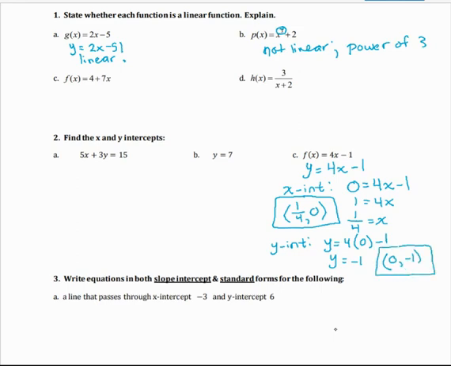Recall with a y-intercept, you don't even have to plug in 0. If my equation is in the form of y equals mx plus b, remember my b is the y-intercept, which is negative 1 right there. So we can just write the ordered pair as 0, negative 1 without having to substitute in to solve. Make sure to try A and B to find those x and y intercepts.